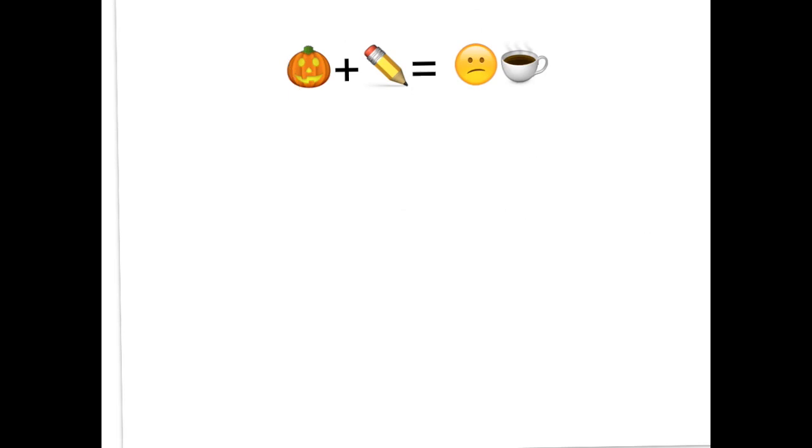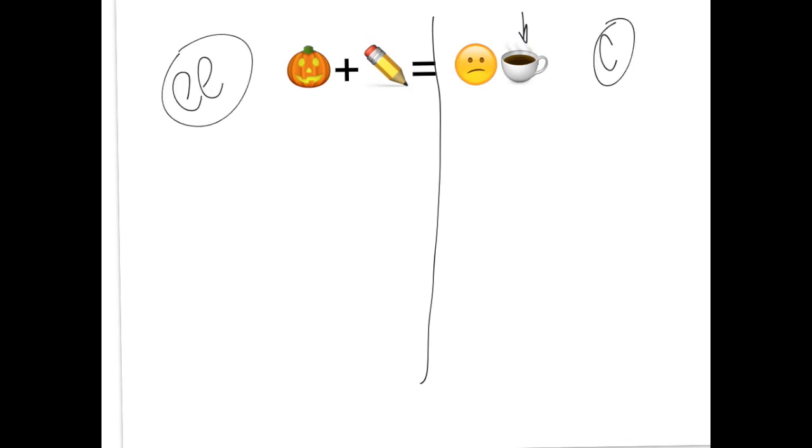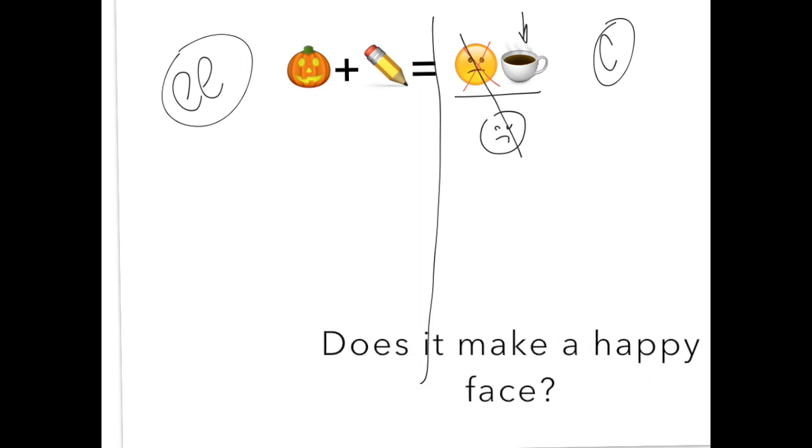For instance, if I had this same problem, pumpkin plus pencil equals frowny face times coffee, and I wanted to get the coffee by itself, I draw my line. I want to get coffee on the right side and everything else on the other. In order to get coffee by itself, I have to get rid of the frowny face. I know that they're being multiplied, so to get rid of frowny face, I divide by frowny face. That cancels my frowny faces.